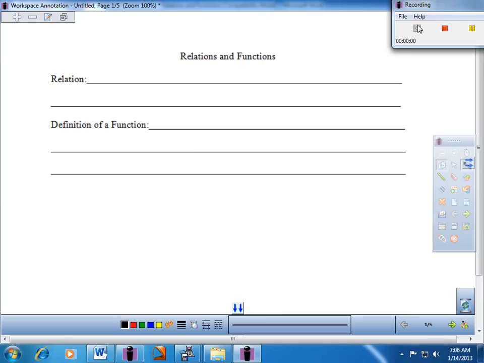So let's start it out here. We'll do a little compare and contrast as we go through the first part of this lesson. On your paper you have a relation and the definition of a function right here. So let's start with just a relation. I have any set of ordered pairs essentially.